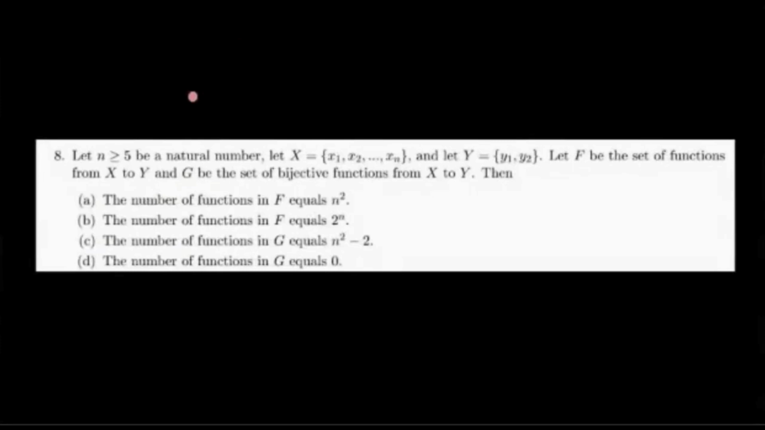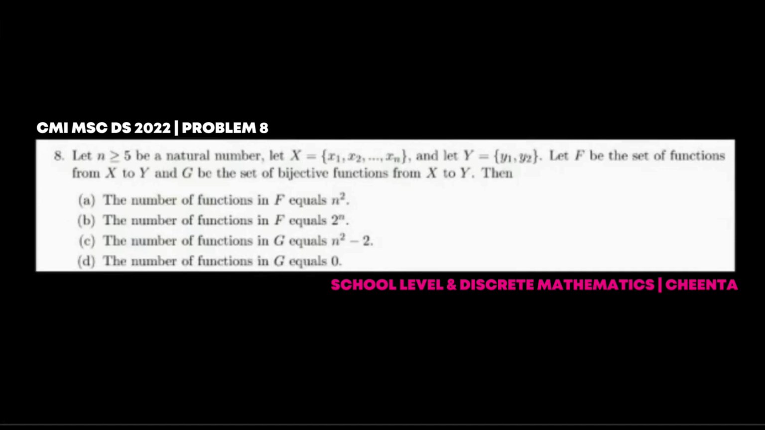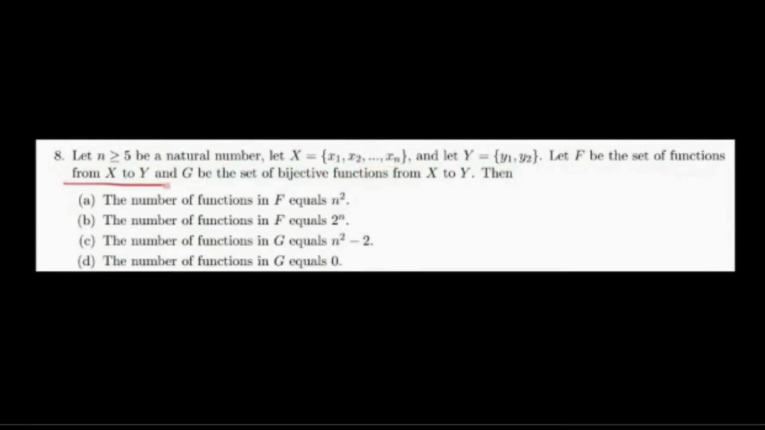Today we are going to solve this problem from CMI Data Science 2022, problem 8. So let's start with problem 8. The problem says: let n be greater than or equal to 5, a natural number, and let X be the set {x1, x2, ..., xn}, and Y be the set {y1, y2}. Let F be the set of functions from X to Y, and G be the set of bijective functions from X to Y. Then the number of functions in F equals n squared, or it equals 2 to the n. The number of functions in G equals n squared minus 2, or it equals 0.